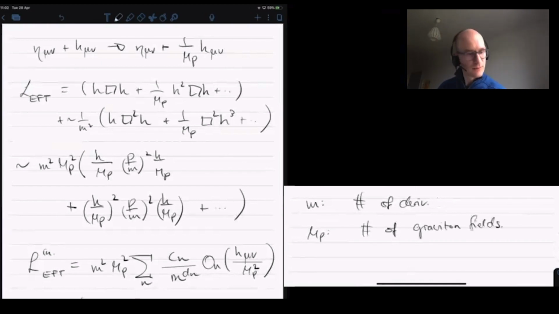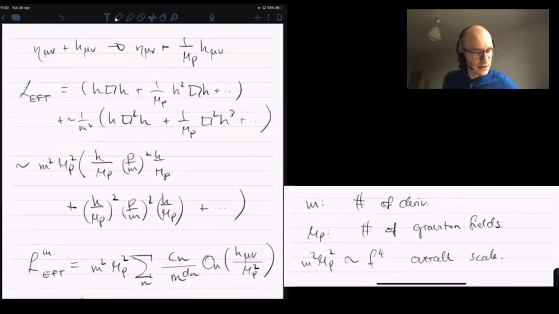And then this prefactor m squared m Planck squared is what we used to call f to the 4. This is the overall scale.